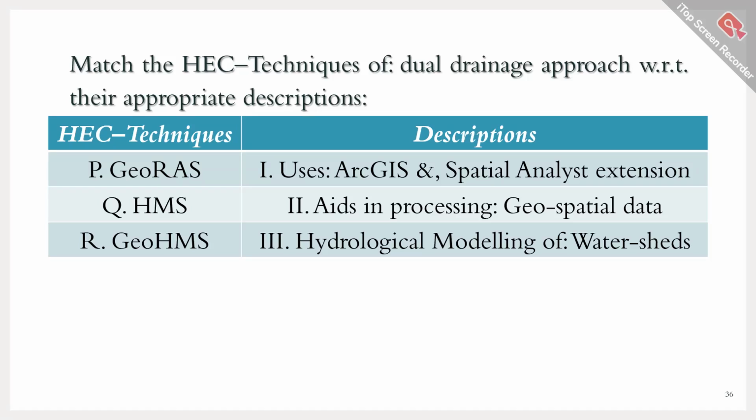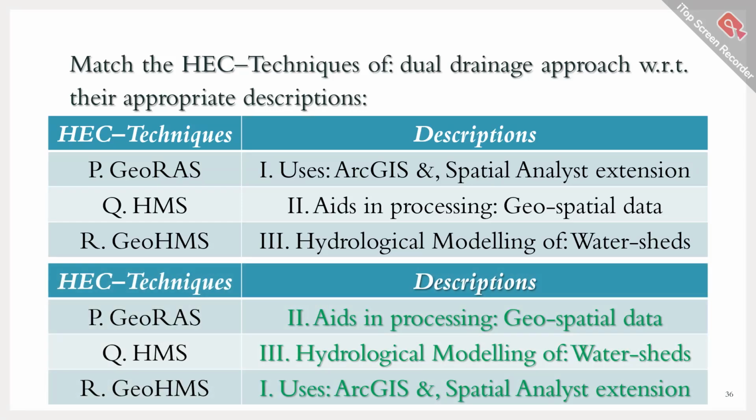HEC we have just seen in one of the earlier questions. It is the Hydrologic Engineering Center, which is located at the city of Davis, California state of United States of America. Okay, now the correct order is 2, 3, 1.